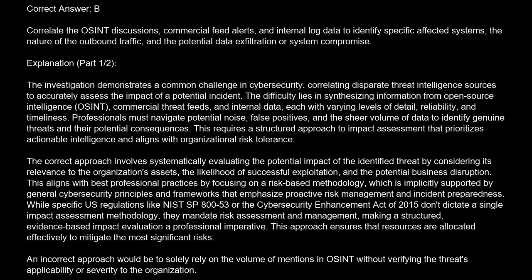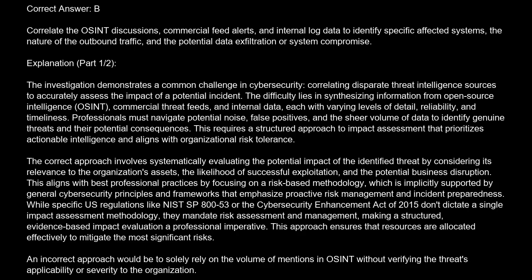The correct approach involves systematically evaluating the potential impact of the identified threat by considering its relevance to the organization's assets, the likelihood of successful exploitation, and the potential business disruption. This aligns with best professional practices by focusing on a risk-based methodology, which is implicitly supported by general cybersecurity principles and frameworks that emphasize proactive risk management and incident preparedness.